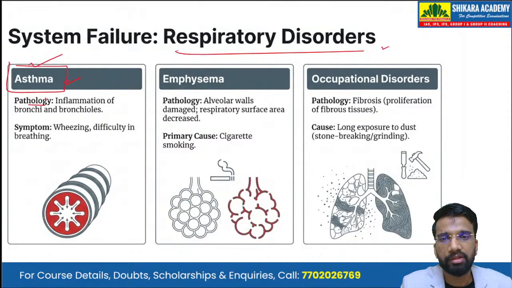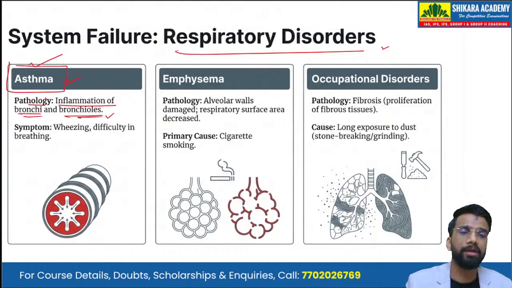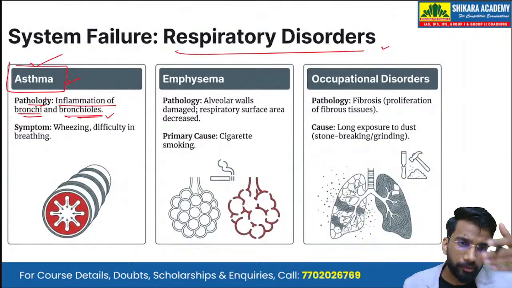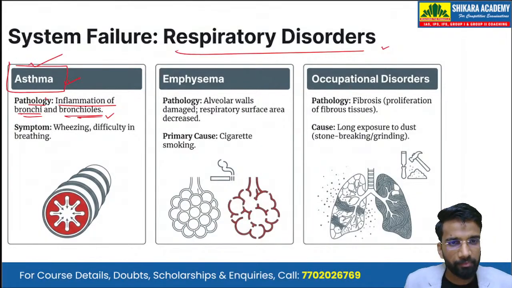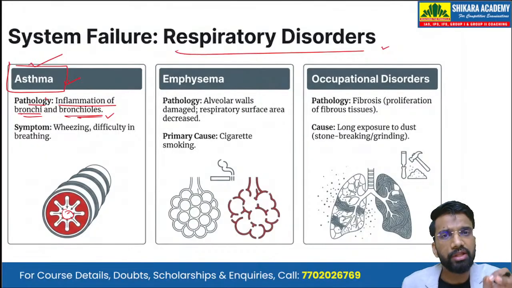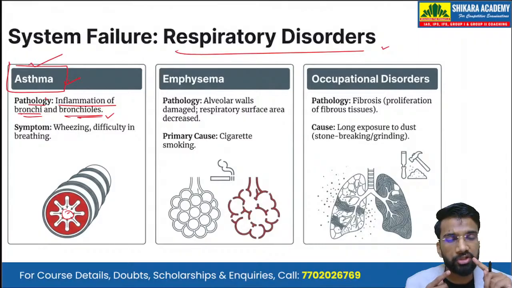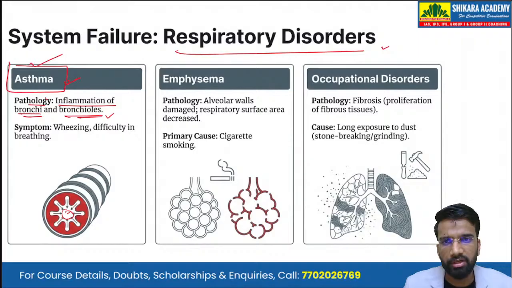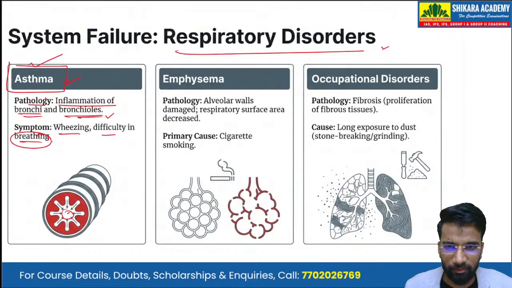The pathology is that asthma happens because of the inflammation of the bronchi and the bronchioles. Those bronchi and bronchioles, which were responsible for transporting the air, become inflamed, and as a result their lumen starts to shrink. So a very low amount of air reaches the alveoli, and if a sufficient amount of air does not reach the alveoli, no proper exchange of gases takes place. The person always feels lethargic, and because of this inflammation, the symptoms are wheezing and difficulty in breathing.